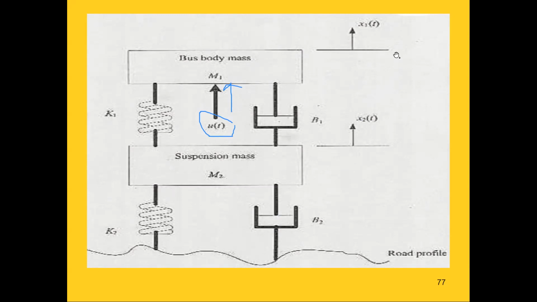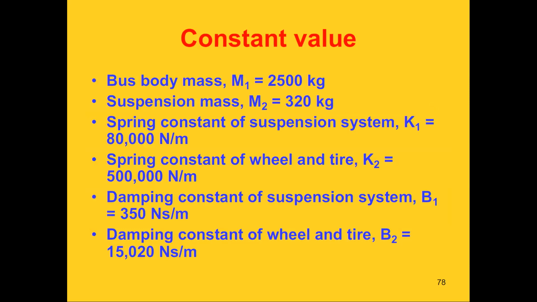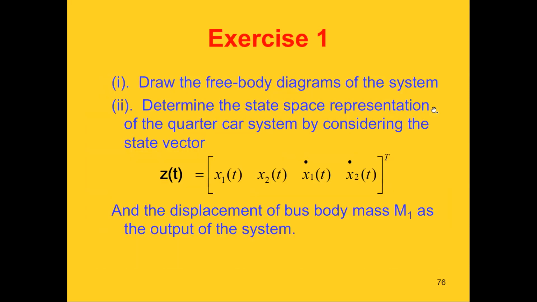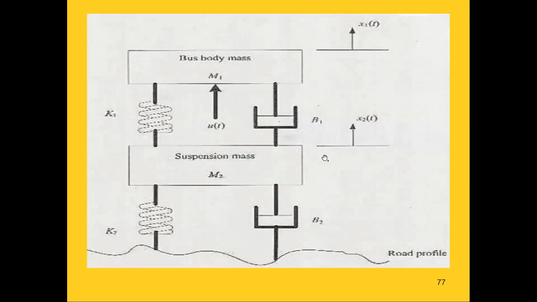And we have a 4x4 system matrix expected, because we have 4 state variables and 4 derivative state variables. So this is the figure. You have 2 displacements, X1 corresponds to M1, X2 corresponds to M2 displacement, 1 input force at U of t, and this is a road profile. This is a rural area road profile, because it's not straight, it's not a highway.